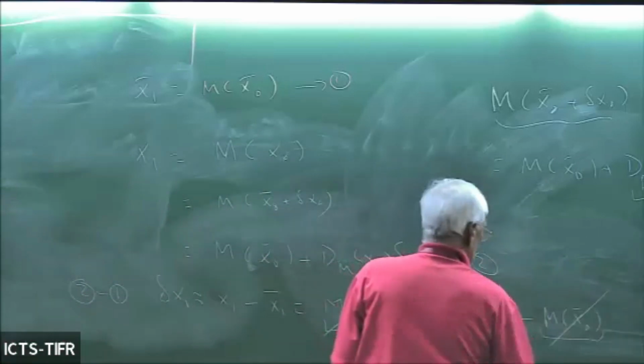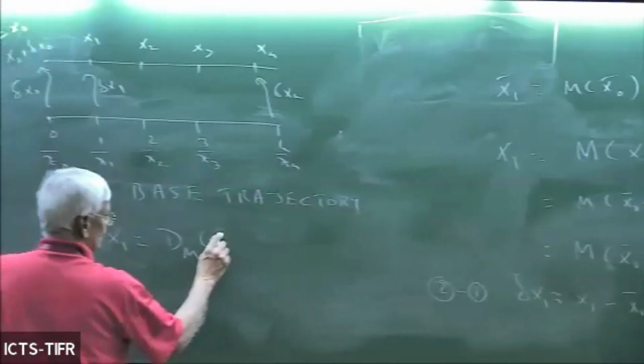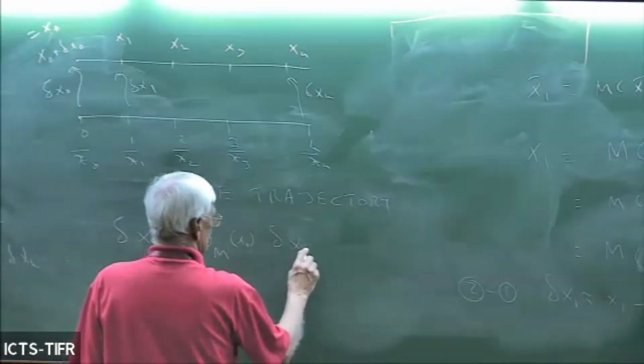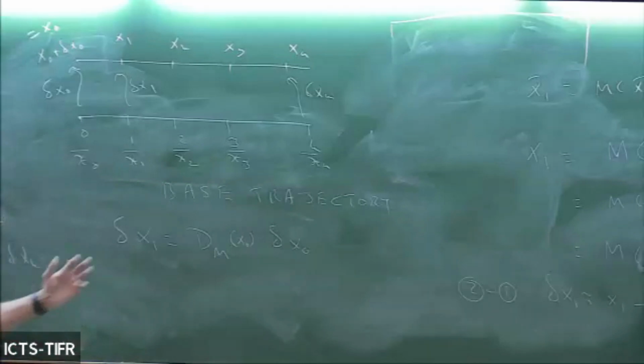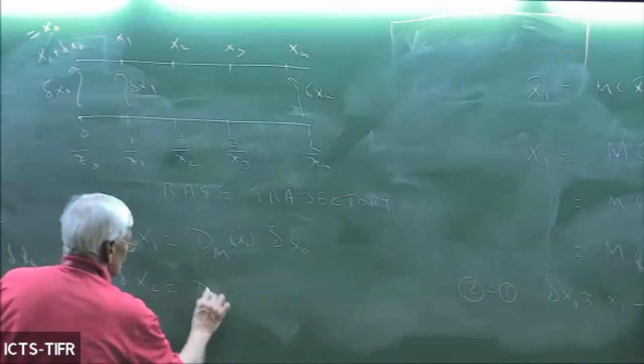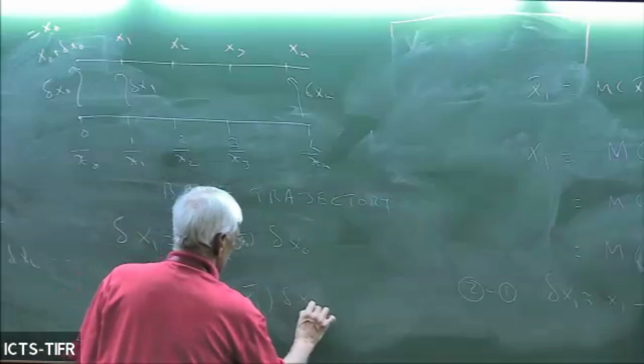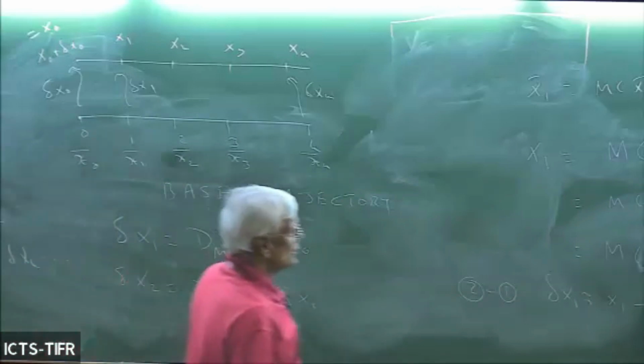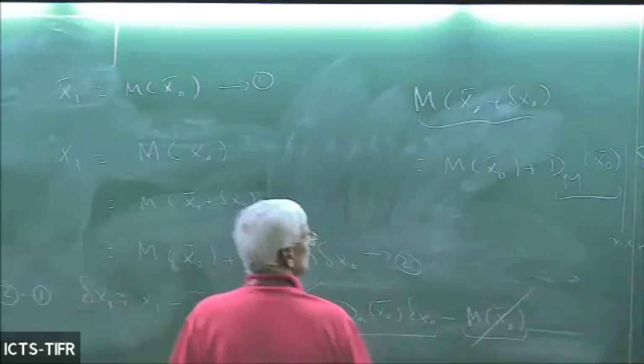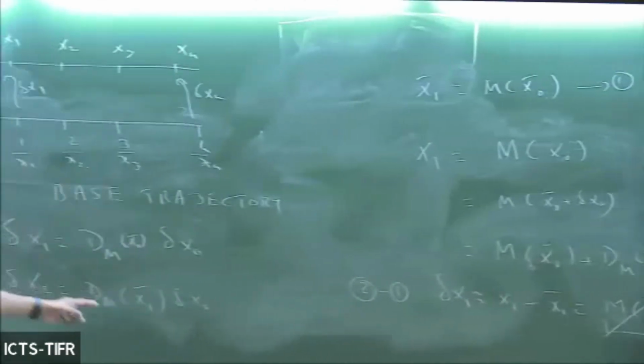Are you all with me? So these two get cancelled. Therefore, delta x1 is equal to dm at x naught times delta x naught. Generalizing this, delta x2 is equal to dm at x1 bar times delta x1. I missed the bar there. It is the Jacobian calculated with respect to the base trajectory. Are you with me? Everybody with me, please?